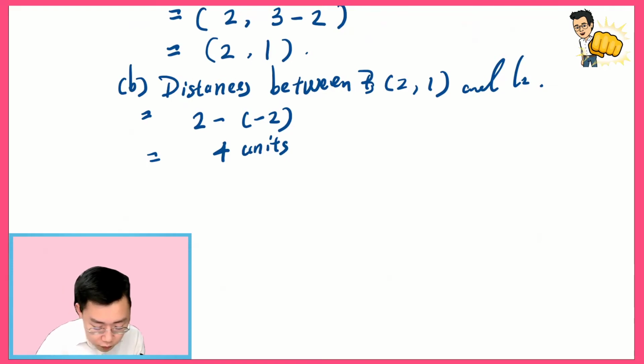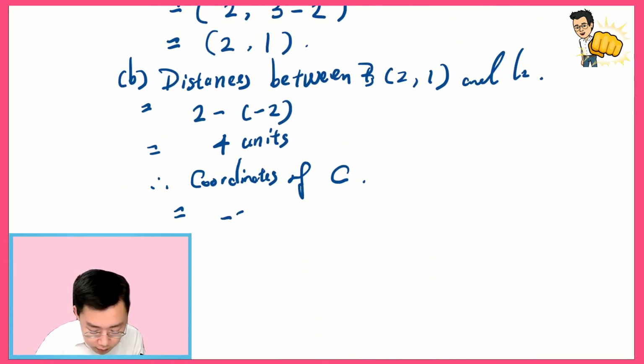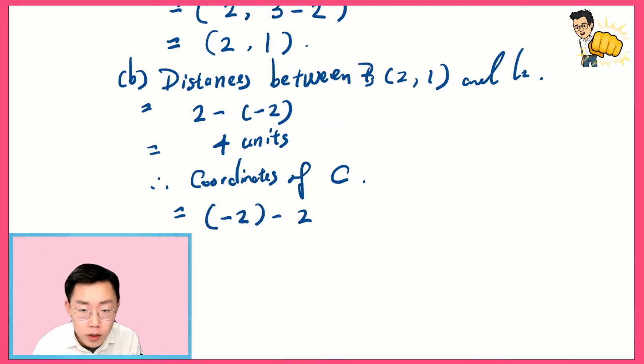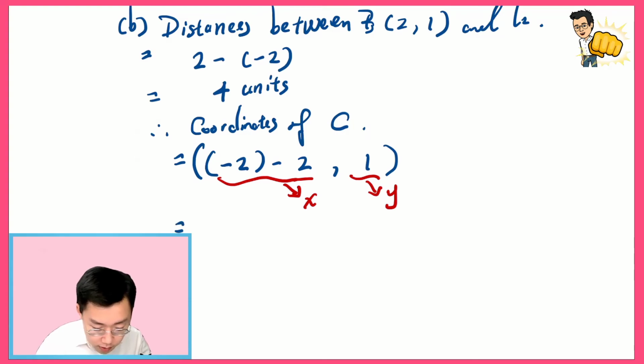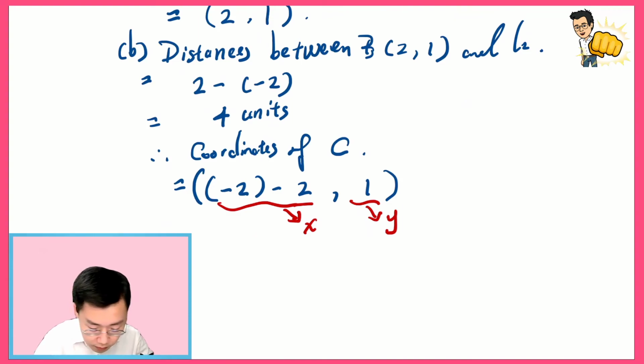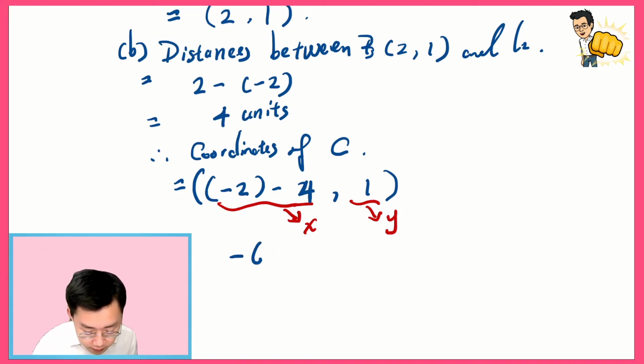All right, so now we try to write out the coordinates of C. The x coordinate of L2 is -2, so -2 minus the distance between L2 and C. Sorry, the distance between L2 and C should be 4 units. The y coordinate of point C is equal to 1. So the answer should be (-6, 1).